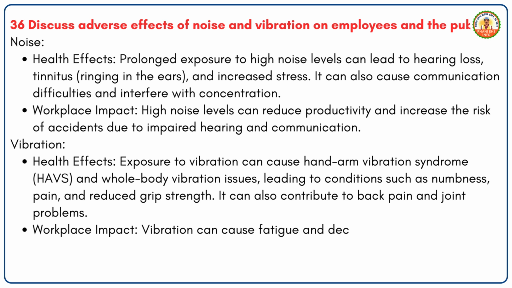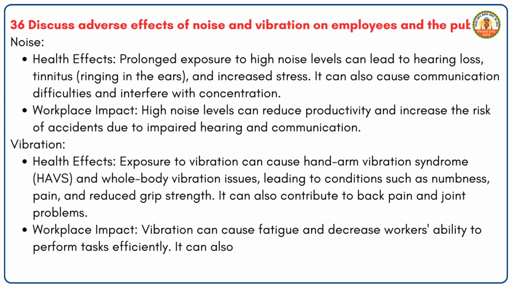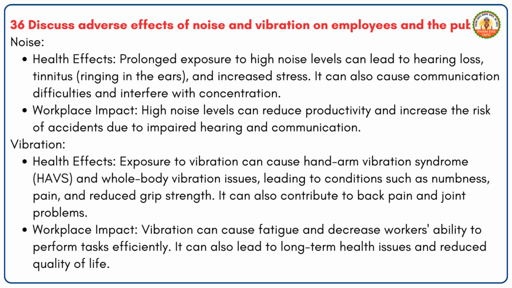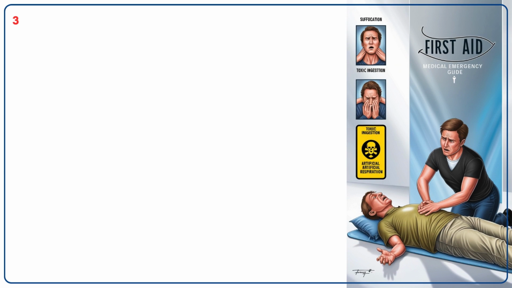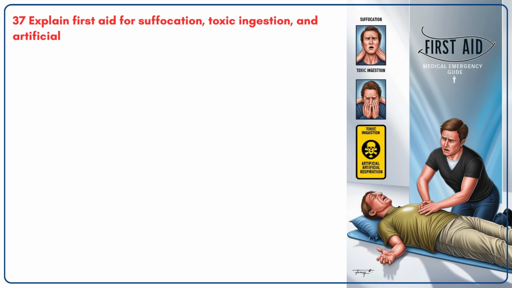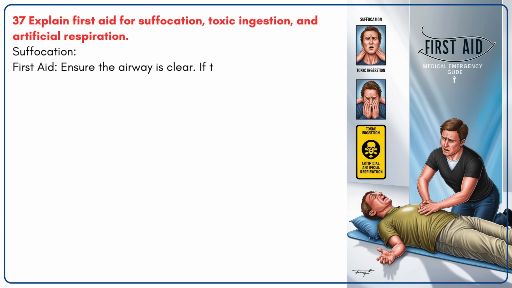37. Explain first aid for suffocation, toxic ingestion, and artificial respiration. Suffocation. First aid. Ensure the airway is clear. If the person is conscious, help them sit up or lean forward. If they are unconscious, perform CPR and seek emergency medical assistance immediately.